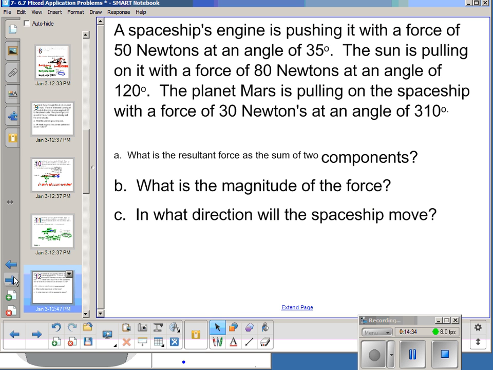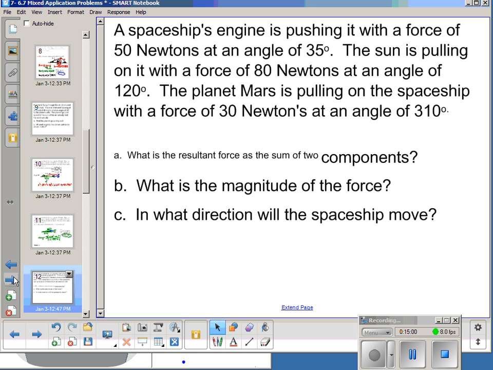This one is all about a spaceship being pulled by several objects. So the engine is pushing it with a force of 50 newtons at an angle of 35 degrees. We're assuming all these angles are from standard position. The sun is pulling on it with a force of 80 newtons at an angle of 120 degrees, and Mars is pulling on the spaceship with a force of 30 newtons at an angle of 310 degrees.